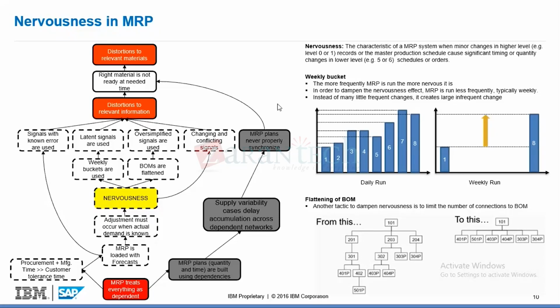So this is one of the solutions. Another is the flattening of the BOM. That means reducing the number of levels in the BOM. If we can limit the number of connections, how can we do that? Semi-finished levels are dispensed with, or certain SFG levels are dispensed with and we go directly to the raw materials level. Reduce the number of connections.